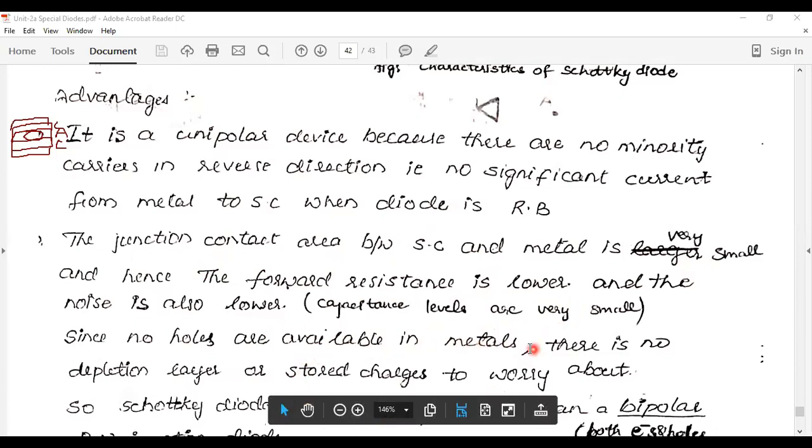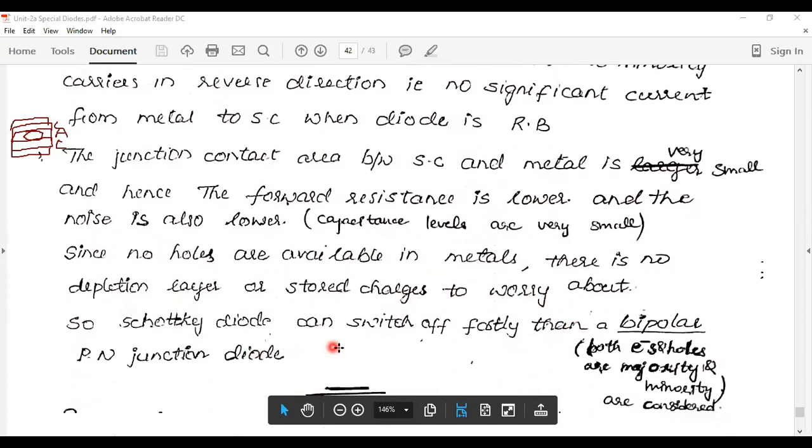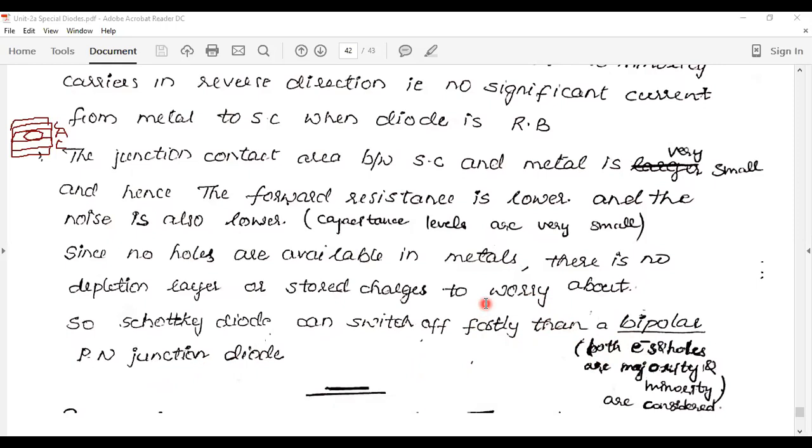Since no holes are available in metal, there are no depletion layers or storage charges to worry about. So the Schottky diode can switch off faster than a bipolar device, where both electrons and holes are considered in P type and N type, like the PN junction diode. The Schottky diode consists of only one major charge carrier, that is electrons, whereas in the PN junction diode we can consider both forward bias condition as well as reverse bias condition. We are considering majority carriers as well as minority carriers here.